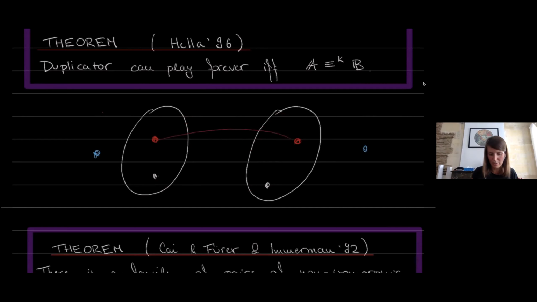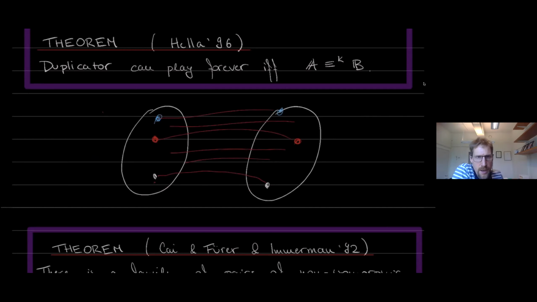And again duplicator has to respond with a bijection which satisfies that this has to be mapped to this, this has to be mapped to this, but otherwise it can be anything he wants. And again we put the pebbles back. The spoiler puts the pebbles here and here. Is it clear now?